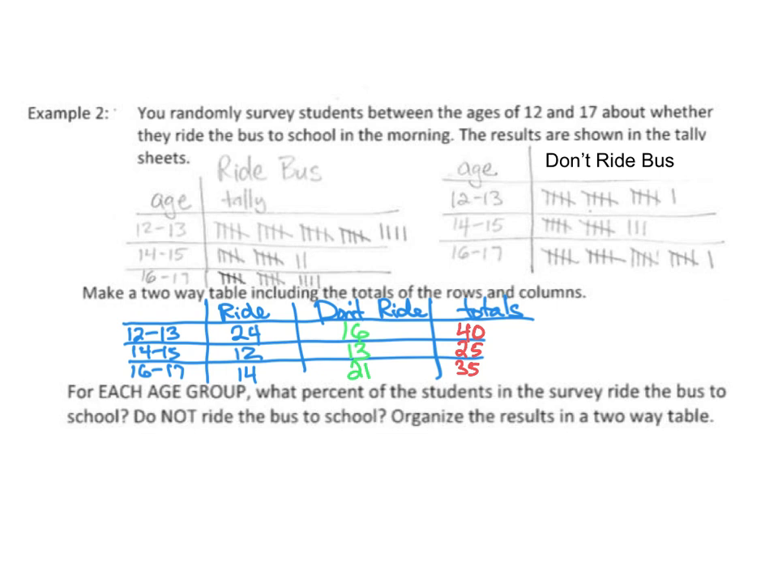So let's do 24 plus 12 plus 14. We can say that there are 50 students that ride the bus. 16 plus 13 plus 21, we can also say that there's 50 that don't ride a bus, and all the way total, we have 100 students that were surveyed. Now it says for each age group.